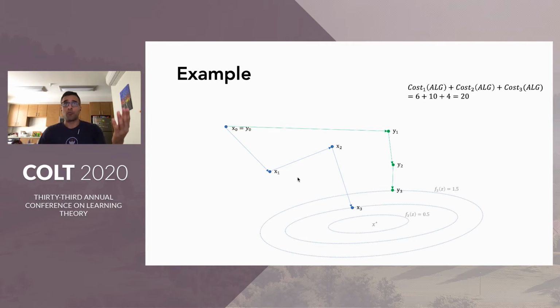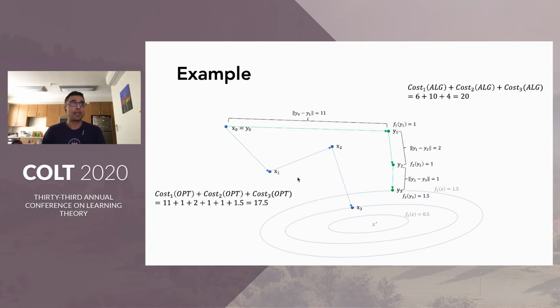Throughout the rest of the talk, I'll use y to denote the optimal algorithm's choice of points, and I'll use x to denote the points chosen by the algorithm that we define. So if you believe the costs over here, then the cost of opt is in total 17.5. That's because it moved a total of 11 plus 2 plus 1, and it incurred function costs of 1, 1, and 1.5, respectively. The goal is to minimize the competitive ratio of our algorithm with respect to this optimal algorithm. So in this case, the cost of alg was 20, and the cost of opt is 17.5.